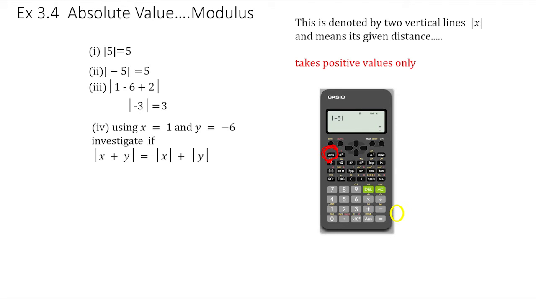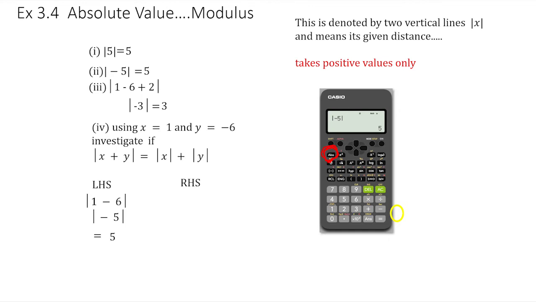Okay, so let's try another one. Using x is equal to 1 and y is equal to minus 6, investigate if the absolute value of x plus y is equal to the absolute value of x plus the absolute value of y. Okay, in this case, we substitute in our values for x and y. So in our left-hand side, we have the absolute value of 1 minus 6, which gives us the absolute value of minus 5, and the absolute value of minus 5 is equal to 5.